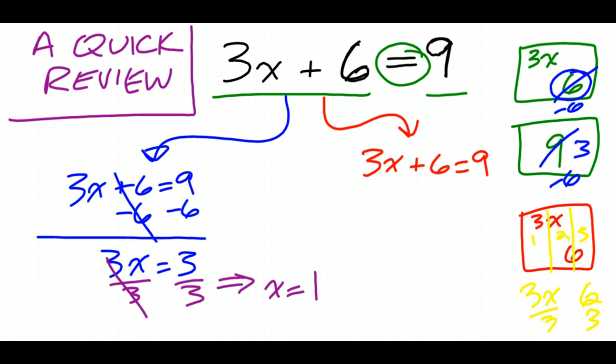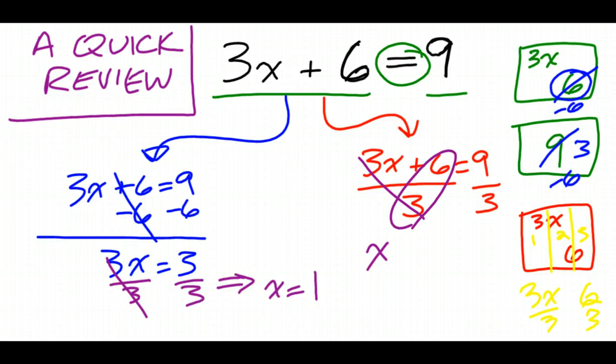If we divide one side, the 9, by 3, we must divide the entire other side, 3x plus 6, divided by 3. Now 3x divided by 3 is x. We also have 6 divided by 3. 6 divided by 3 is 2. And 9 divided by 3 is 3. Now that should make sense to you.